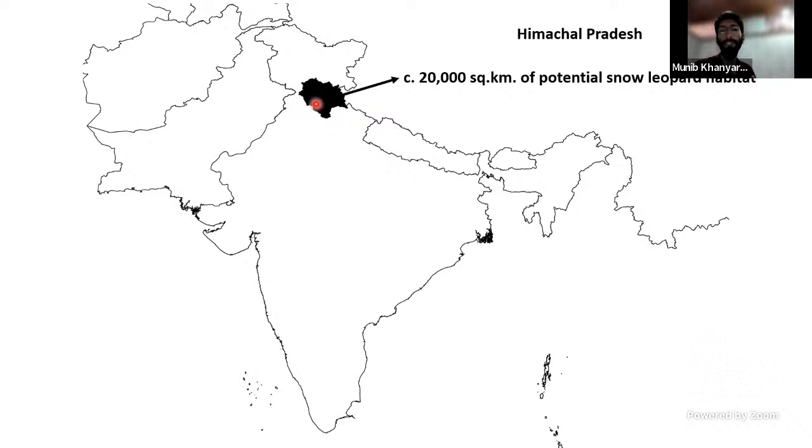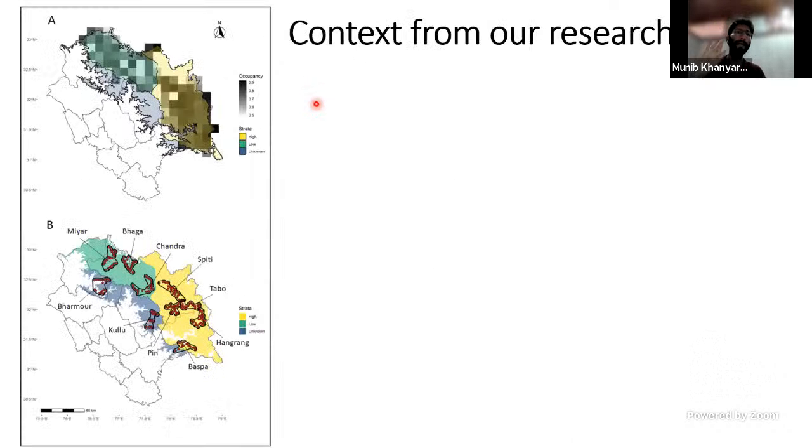And within Himachal Pradesh, about 20,000 square kilometers exists of potential snow leopard habitat. And that's where we work at large, although we have sites where we do a lot more on-ground, long-term work, of which one I'll be talking about just in a bit. Before I get into the whole parasite aspect, the disease aspect, I really wanted to set some context to the whole work.